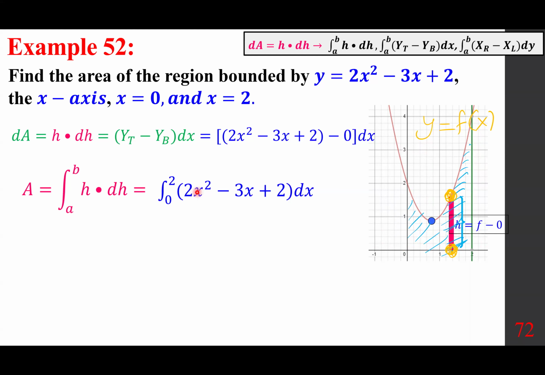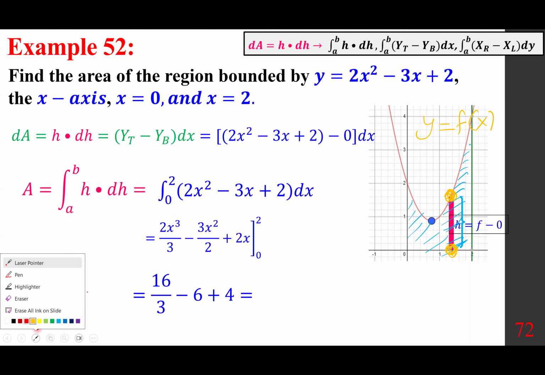So this is 2/3 x cubed minus 3/2 x squared plus 2x from 0 to 2. 0 doesn't do anything. Plug in 2: 16/3 minus 6 plus 4. I'm going to assume everybody can add them up. This is obviously minus 2, which means minus 6/3. So they add up to 10/3 precisely.